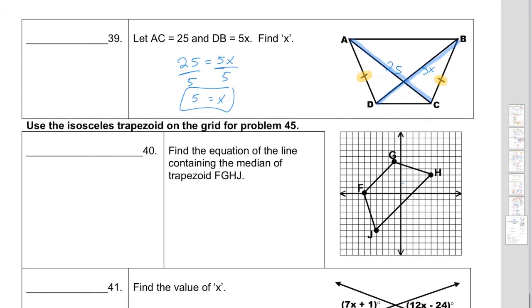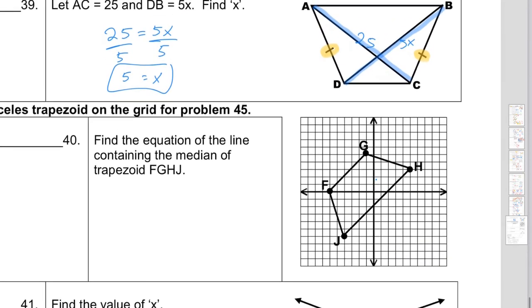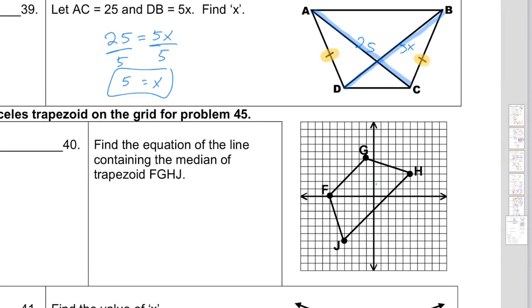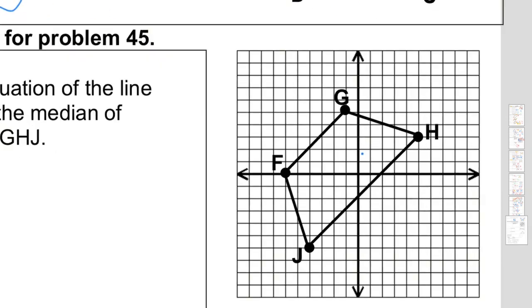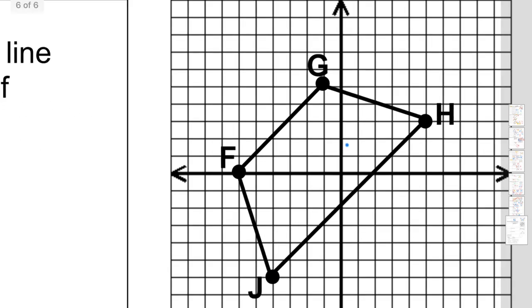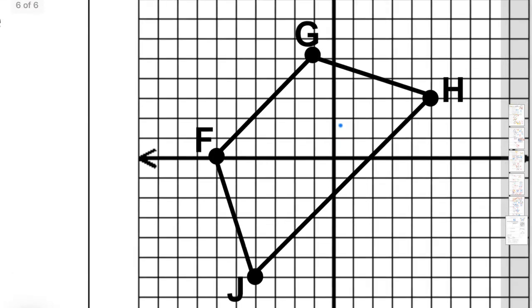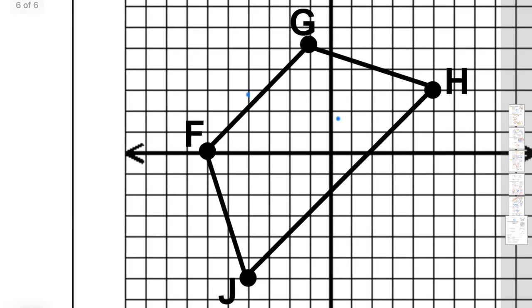All right, so moving on to the last set of problems. Question 40 says, find the equation of the line containing the median of the trapezoid FGHJ. So remember, the median is going to bisect the sides. We can see that these are the two parallel bases, so that means that here are my two sides, okay?